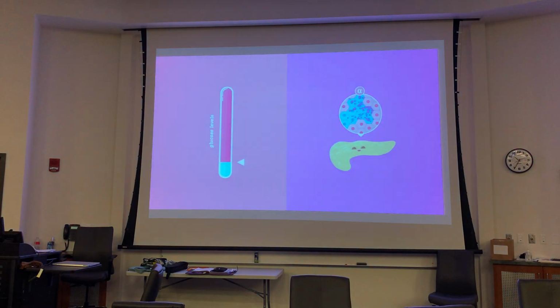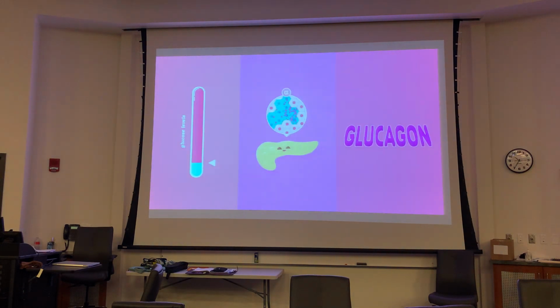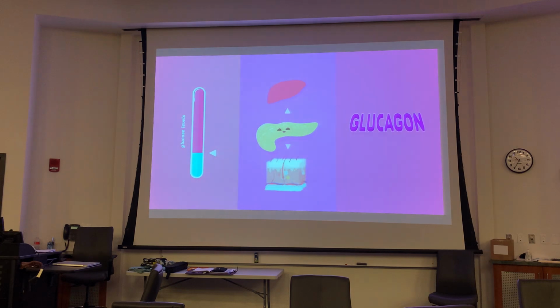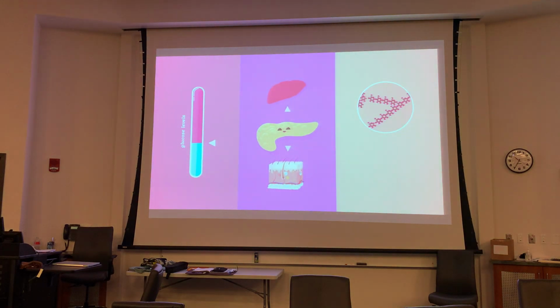A decrease in glucose stimulates alpha cells in the pancreas to release insulin's nemesis, the hormone glucagon. It starts raising the blood sugar level by triggering the liver and adipose tissues to metabolize their fat and glycogen stores, thereby releasing fatty acids, glycerol, and glucose back into the blood.